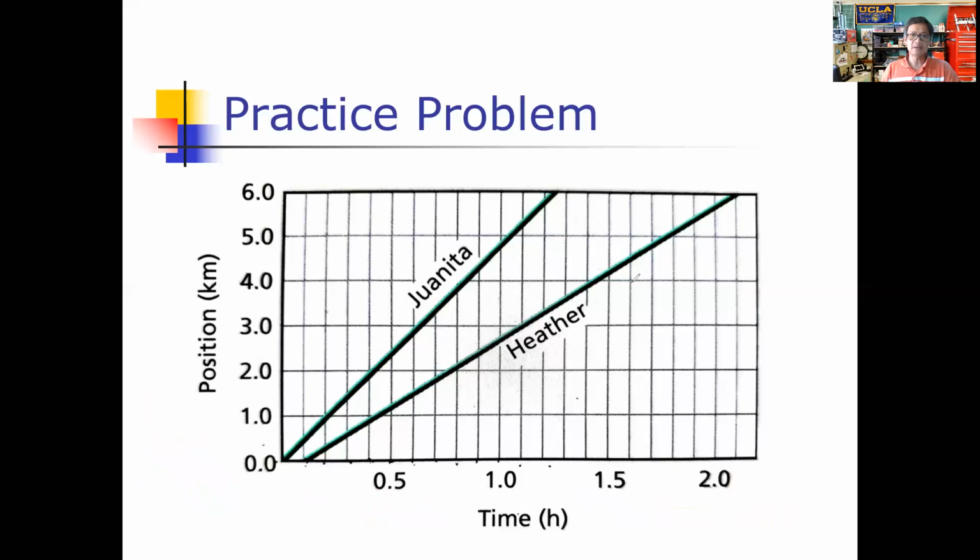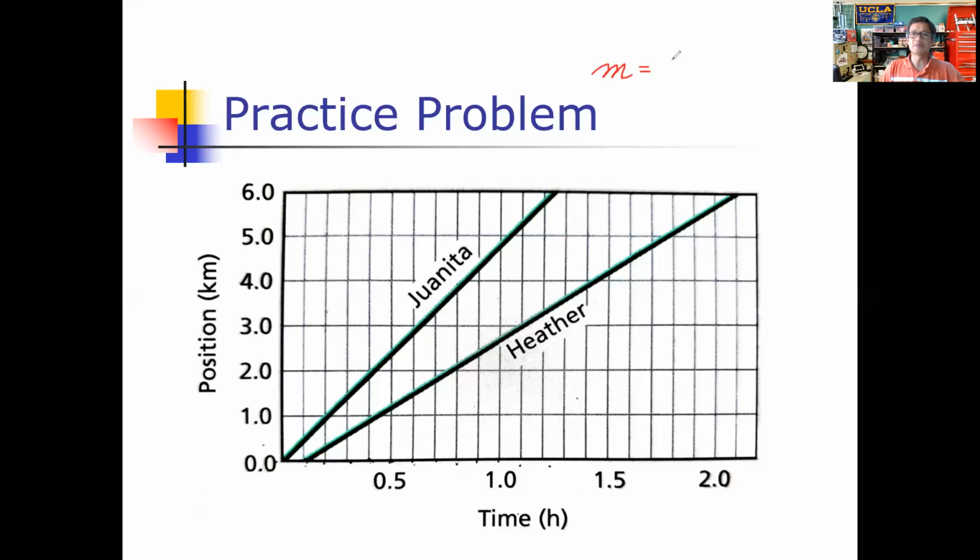Okay. And let's consider what we have here. So let's focus in on Juanita first. And then we'll talk about Heather here. So I want to ask you this quick question. The slope for this line, the slope that represents Juanita's line. So the slope, we can indicate by the letter M.